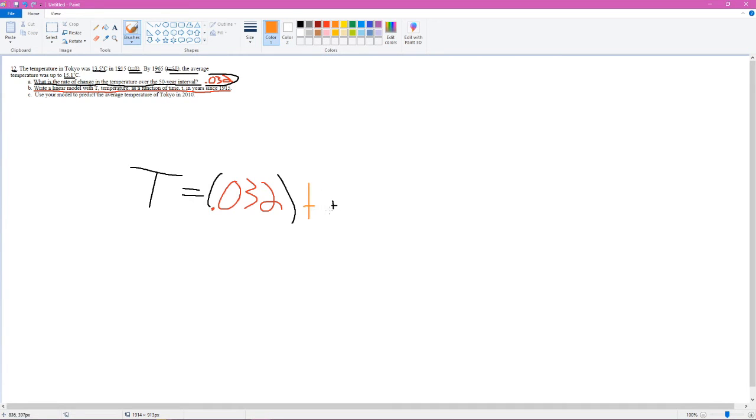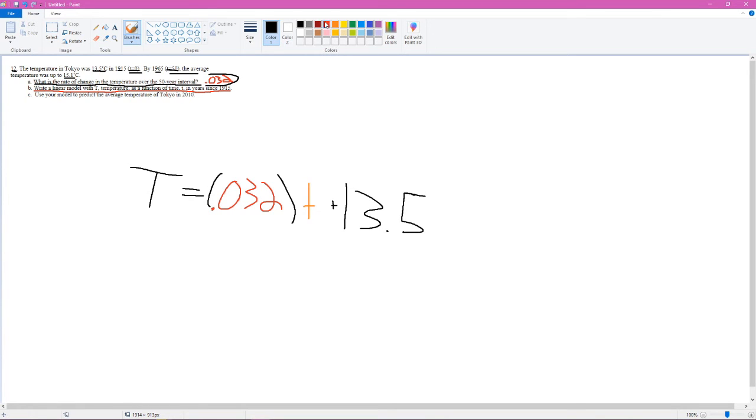Okay, I'm just going to change the color. So that's the lowercase t, and then that's going to be added to the starting point. It started at 13.5 degrees Celsius. So 13.5. And then that's the model for the rate of change, the linear model for the temperature of Tokyo, the average temperature of Tokyo.